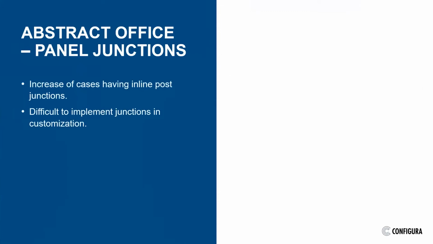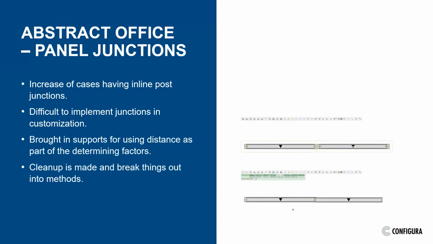Okay, so next one, I'll move on to the abstract office changes that have been made in this round of migration. The first one is regarding the panel junction changes. With the increase of cases in having inline post junctions, also known as S junctions, it has been difficult to implement junctions in customization with how the junction system figures out what junctions to use. To solve this, developers have brought in support for using distance as part of the factors to determine which junctions to be used. Developers also made some cleanups and broke things out into different methods when making this work.